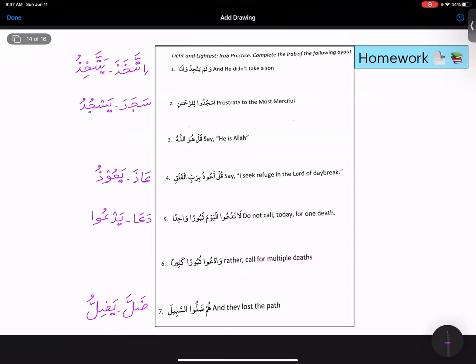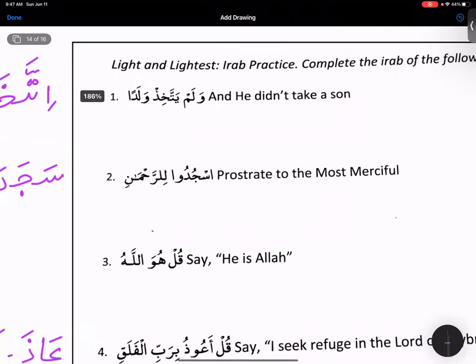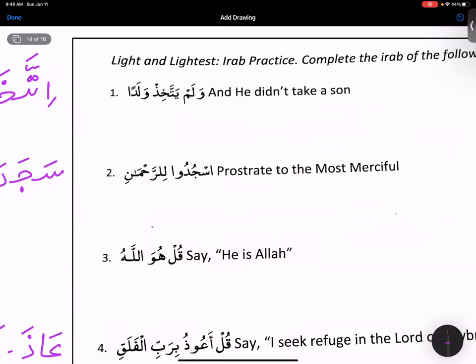What's going on in this part of the ayah? Can I try, Ustadha? So, wa is harf ataf. And then lam is harf jazim lil mudari. And then yattakhiz is fi'l mudari majzum bi lam, its fa'il is huwa, and then waladan is maf'ul bihi. Very good. And the translation would be? And He did not take a son. Exactly. And you see with the lam, even though it is fi'l mudari over here, because of this lam we are saying didn't. Yes, because lam gives the meaning of past with the mudari. Exactly, very good.